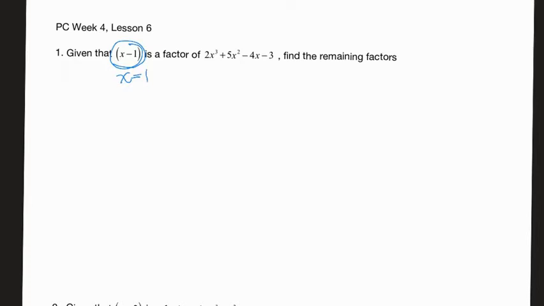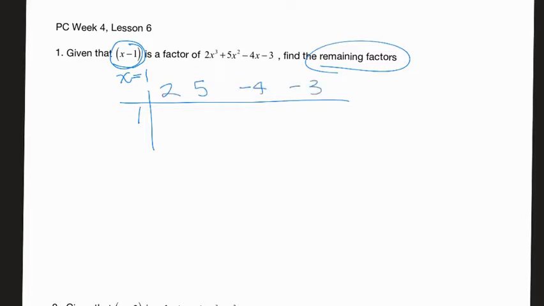That means that if I plug 1 into that expression, I should get 0. But it's not asking for the remaining roots, it's asking for the remaining factors. So what we're going to do is take that root, that 1, and send it through synthetic division. What this does is it depresses the polynomial. I know it's a weird expression, it's like it makes it sad, but literally we're taking one of its roots away so that we can find the other roots and the other factors.